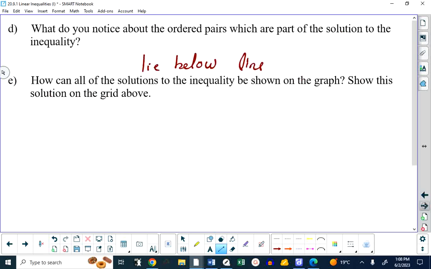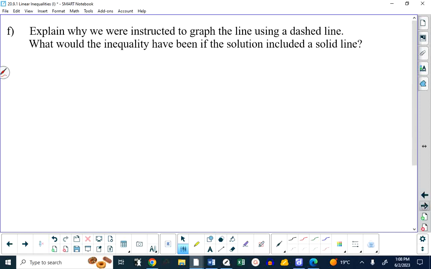All right. So how can all of the solutions be shown? Shade. Shade the solution region. And this is the difference. When you draw a number line showing the solutions in one variable, it's just a line with an arrow pointing left or right for x. When you have two dimensions, you shade a region.